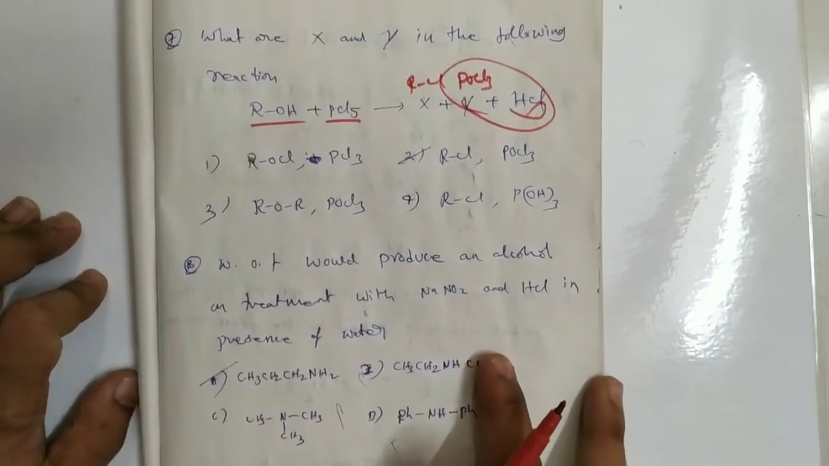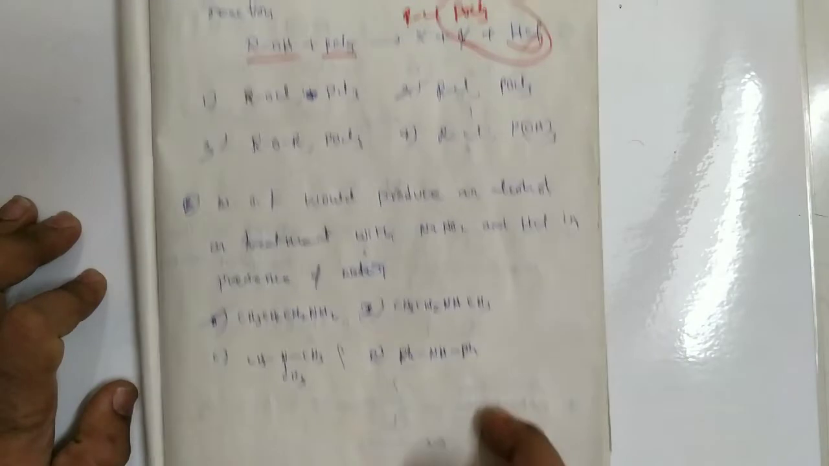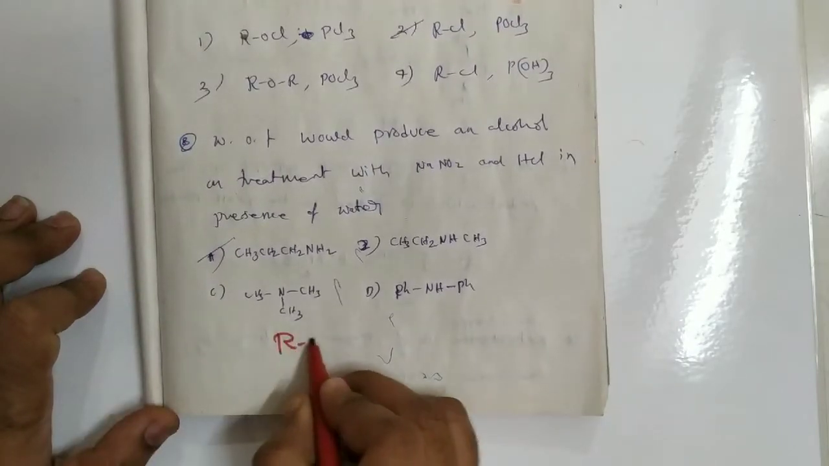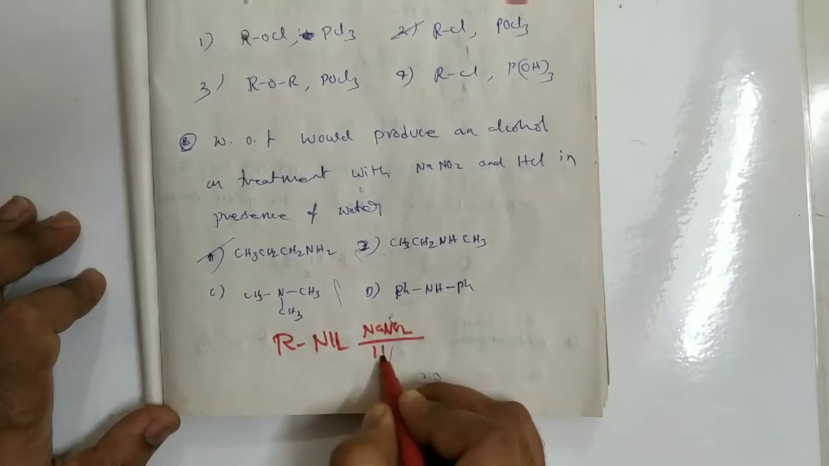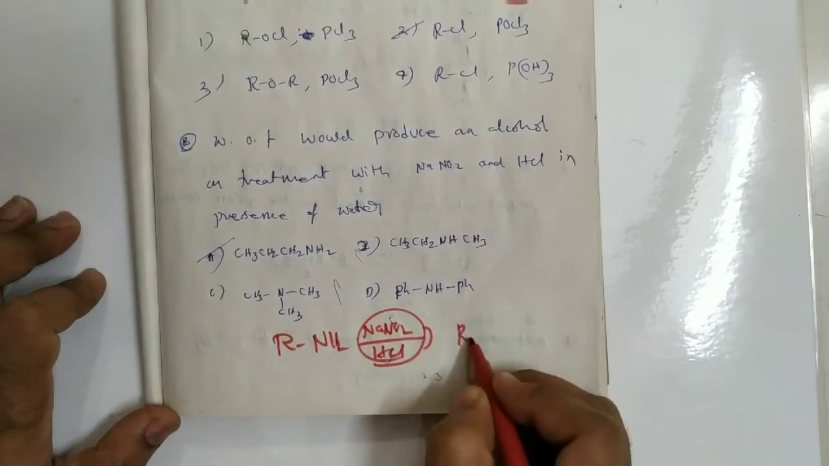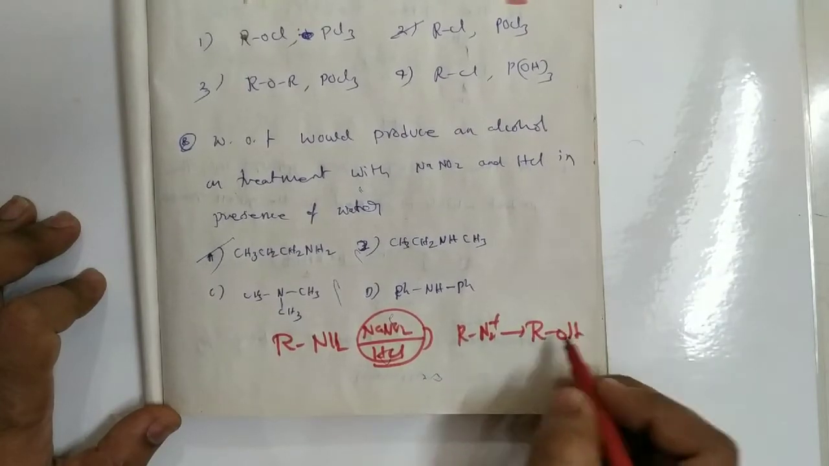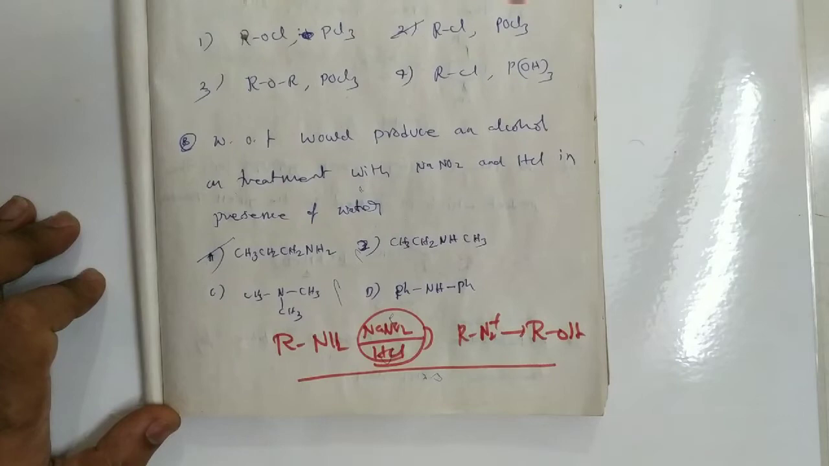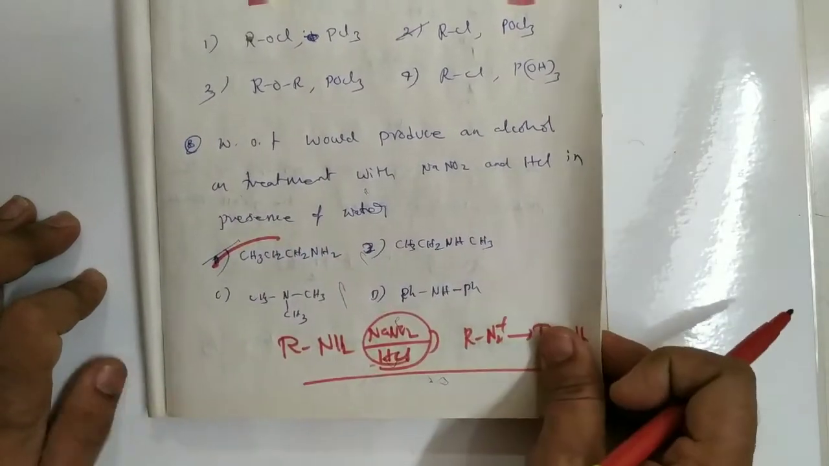And next, eighth question: which of the following produce alcohol on treatment with sodium nitrite and HCl in presence of water? Generally you know this reaction: alkylamine on reaction with NaNO2 and HCl is nothing but diazotization. That is converted to RN2+, and from this, alcohol is produced. It is a preparation method of alcohol from primary amines. So only primary amines on reaction with NaNO2 and HCl will give the alcohol. So the option is 1.